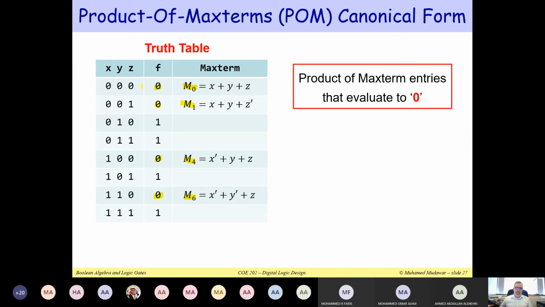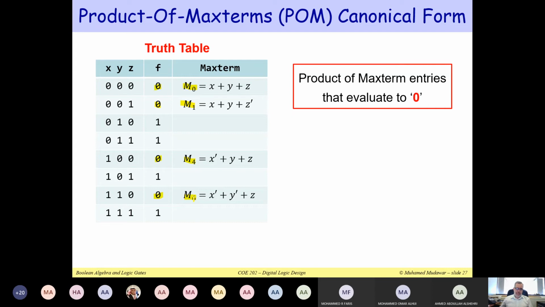So when x, y, z are 0, 0, 0, we write x or y or z. We don't write the complements because it evaluates to 0 only in one case, when x is equal to 0, y equal to 0, and z equal to 0. It evaluates to 1 everywhere else. Max term 1 will be x or y or z prime because z is equal to 1, so it evaluates to 0 when x, y, z is 0, 0, 1. Max term 4 evaluates to 0 when x is equal to 1, y equal to 0, and z equal to 0. So we write it as x prime or y or z.